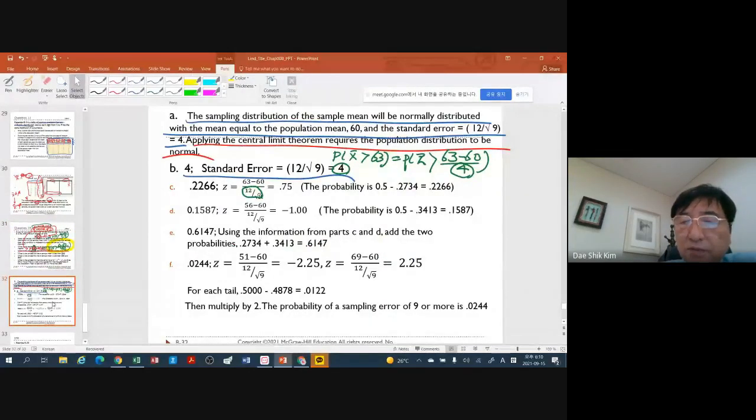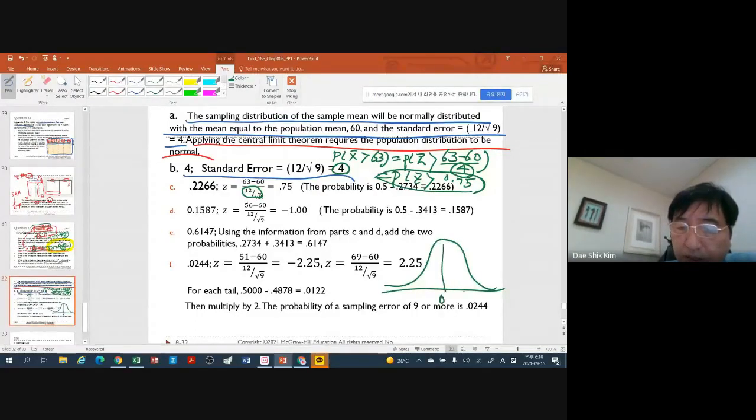So I have calculated this one. I will continue. P Z is greater than 63 minus 60 divided by 4, so 0.75. Let's say Z equals 0 is here, 0.75 is here, and greater than means what is this probability? Look at the table at the end of the last page, 0.75 is 0.2734.